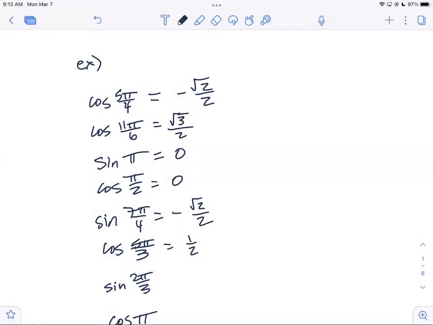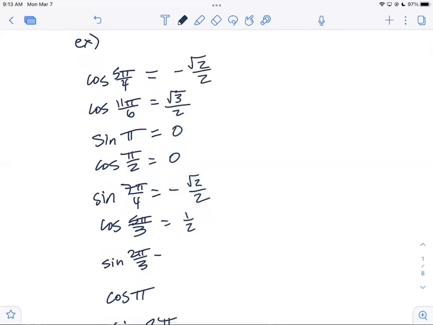Okay. Sine of 2 pi thirds. Pi thirds is again 1 half, square root of 3 halves. 2 pi thirds. 2/3 is a little less than 1. So we're in quadrant 2 where it's negative, positive. So it's negative x, positive y. So what's the sine there? It's the positive y value, which is square root of 3 over 2.